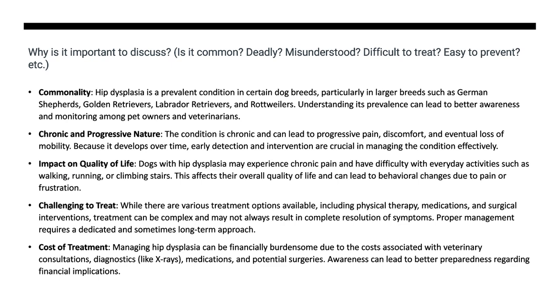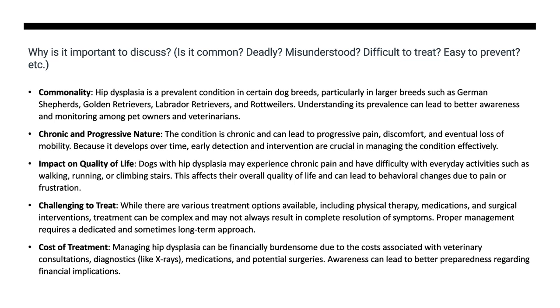Early detection and intervention are crucial in managing the condition effectively. And then also it can have an impact on quality of life. Dogs with this chronic condition may experience chronic pain and have difficulty with everyday activities such as walking, running, or climbing stairs. This affects the overall quality of life and can lead to behavioral changes due to pain or frustration.